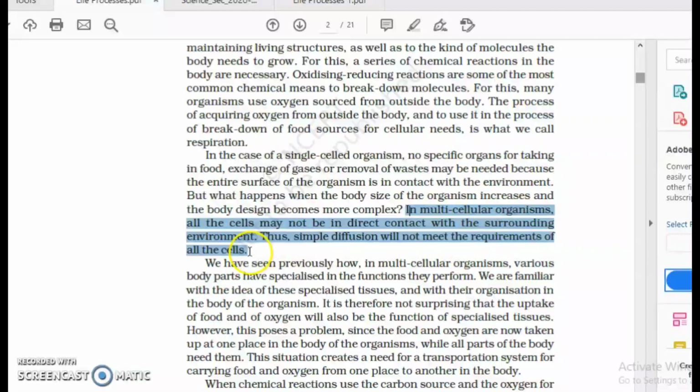So because of that, the simple process of diffusion, that is movement of gas, movement of particles from a high concentration to a low concentration across a gradient, this may not happen because not all cells are in direct contact with the surroundings. But in a unicellular organism, respiration is happening by simple direct contact. This is diffusion. So, don't you think that these marked lines make up for a very good 1-mark NCERT question?